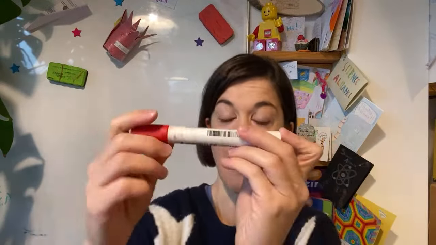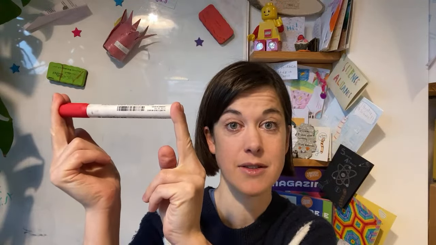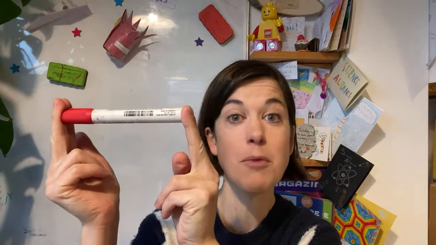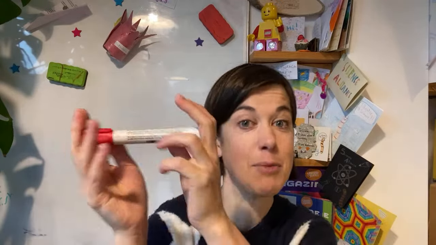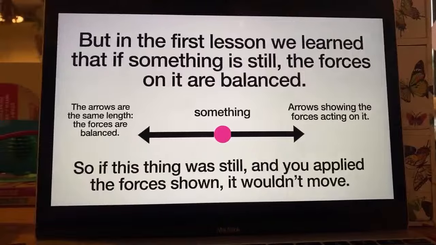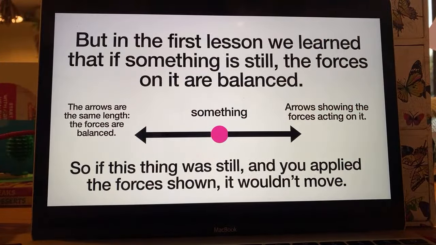Like last week, we looked at a pen, didn't we, in the first lesson. If you get a pen and you push it really hard on both sides, then the forces on it are balanced, right? You're pushing in opposite directions with an equal amount of force, so it's not moving. So if something is still, the forces on it must be balanced. Maybe there isn't any pushing force, that would still be balanced, right? Okay, moving on. So if this thing was still, just sitting on the table, and you applied the forces shown, it would not move.